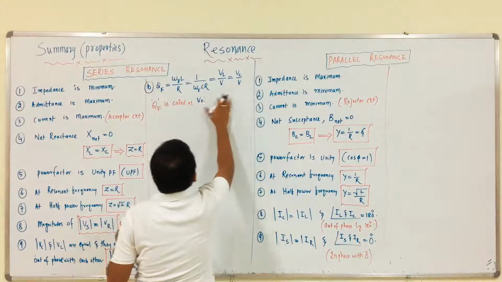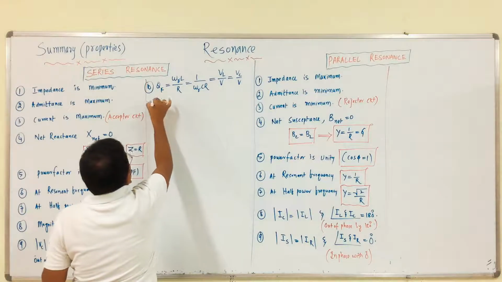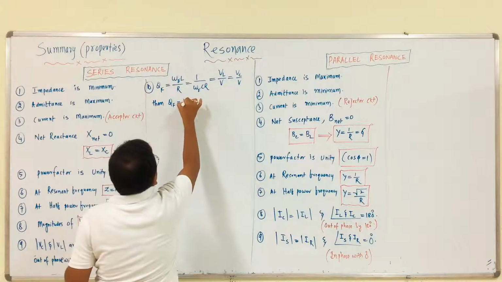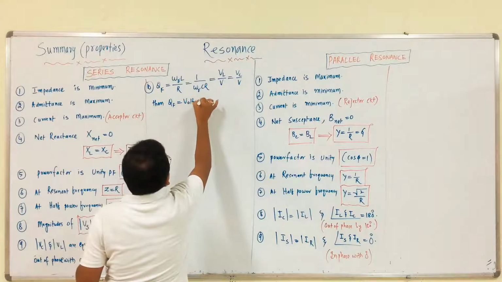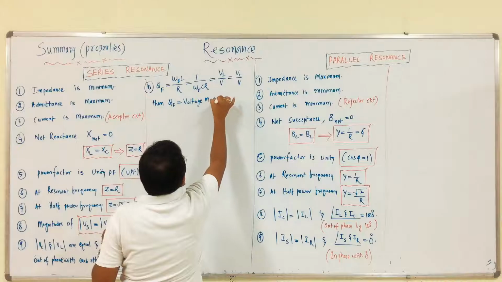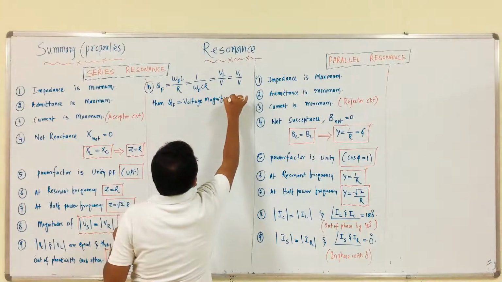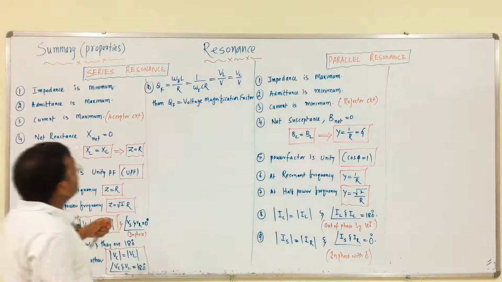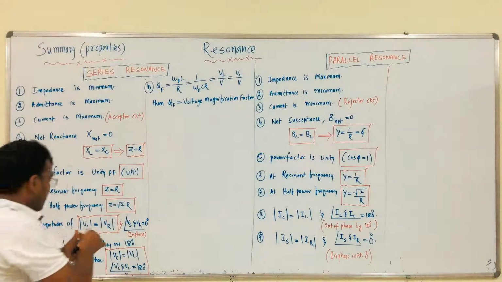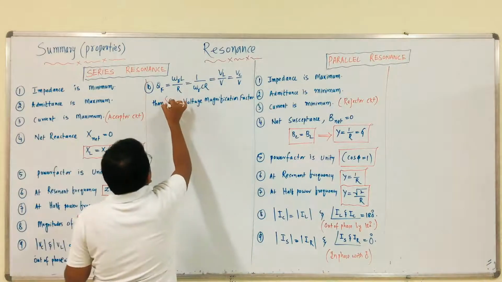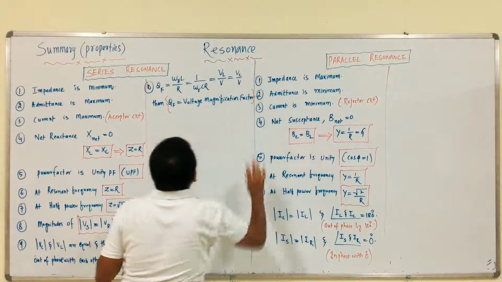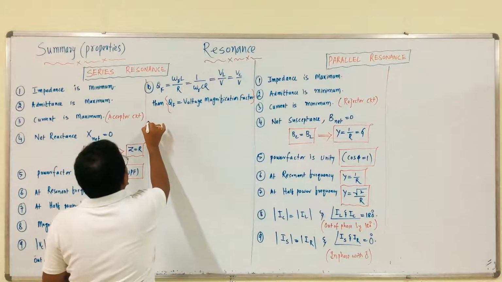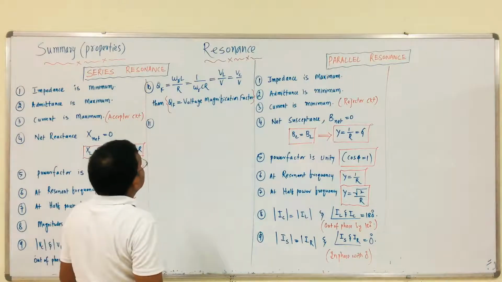Or you can write, Q factor is equal to voltage magnification factor in case of series resonance circuit. Q factor completed. Next, 11th point, bandwidth.